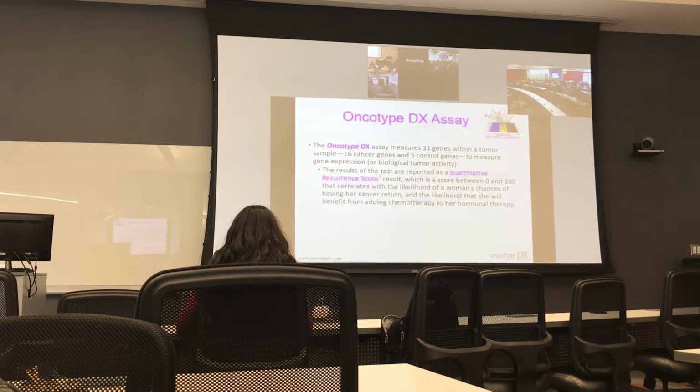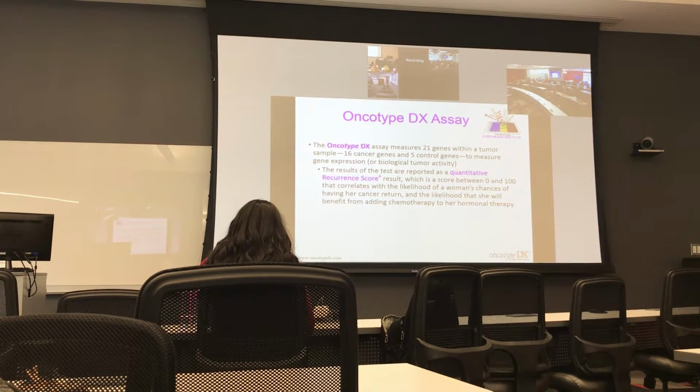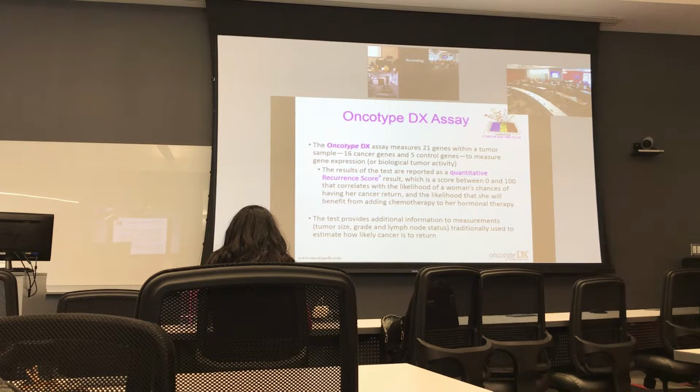So the results of the test are reported as a quantitative recurrence score, which is why you see RS on some of these slides. The recurrence score result is going to be between 0 and 100, and it's going to correlate with the likelihood of a woman's chances of having her cancer return and the likeliness that she will benefit from adding chemo to her hormonal therapy. So the test provides additional information to measurements like the tumor size, the grade, and the lymph node status.